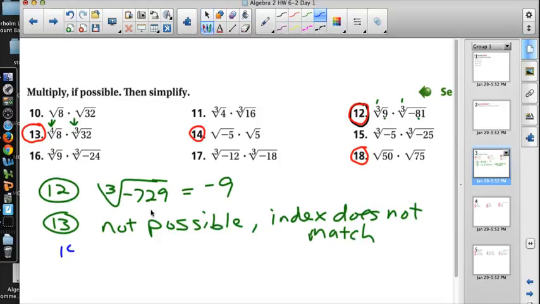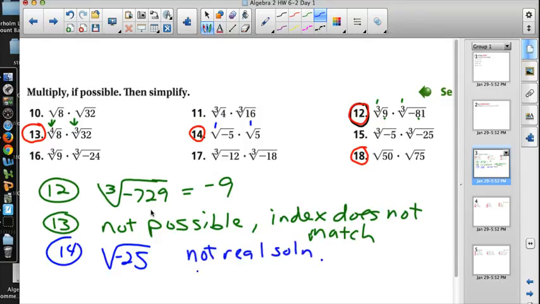Number 14, you take a look at that one, and they are both square roots. Looking at that index in there, and that's not a 1, it's just a mark to get you to look up there, because that index is going to be a 2. So we can multiply those two together, and that will give us the square root of negative 25. Problem is, that's not a real solution. We certainly should know that it is 5i, but that's not a real solution.